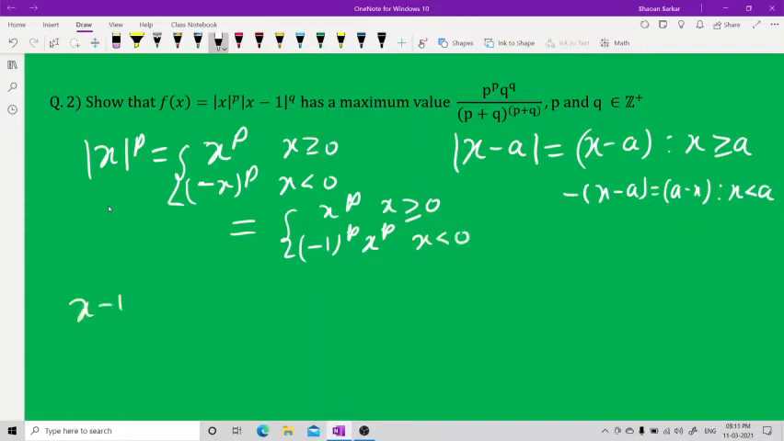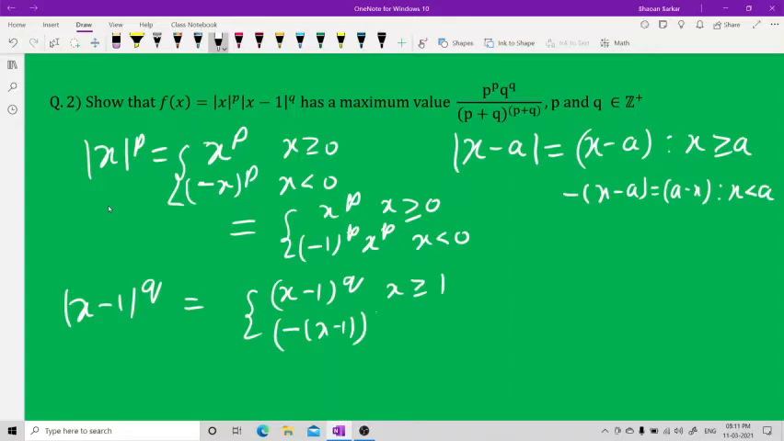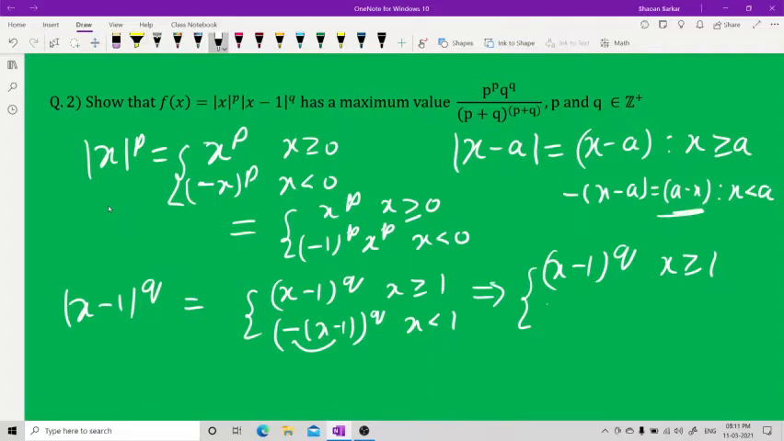Now |x - 1|^q is the same as (x - 1)^q for x greater than or equal to 1, and minus of (x - 1) whole power q for x less than 1, which is the same as (x - 1)^q for x greater than or equal to 1 and (-1)^q times... you multiply the minus inside, it will become (1 - x)^q for x less than 1.